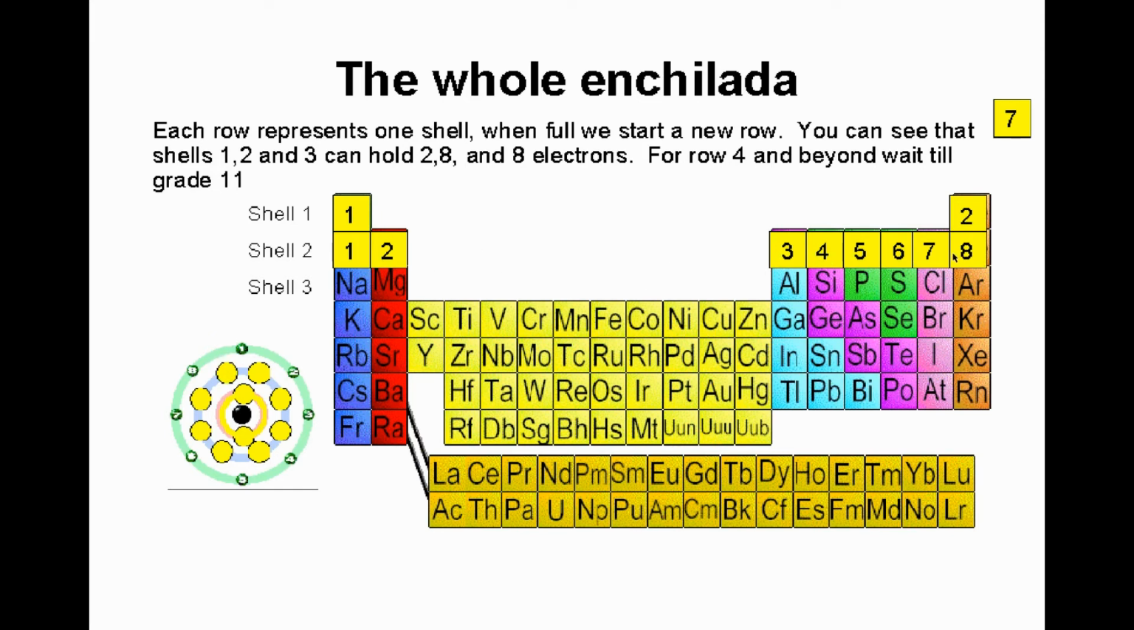Now the second row is complete. The second shell is complete. It gets roped off. We move 1 more. Sodium has 1 electron in its valence shell, but it has a total of 2, 8, and 1. It has a total of 11. But what we're seeing is the first column of the table is characterized by elements that only have a single electron in their outermost shell.